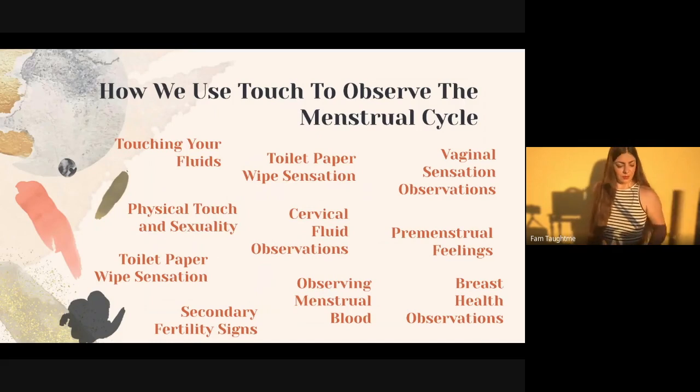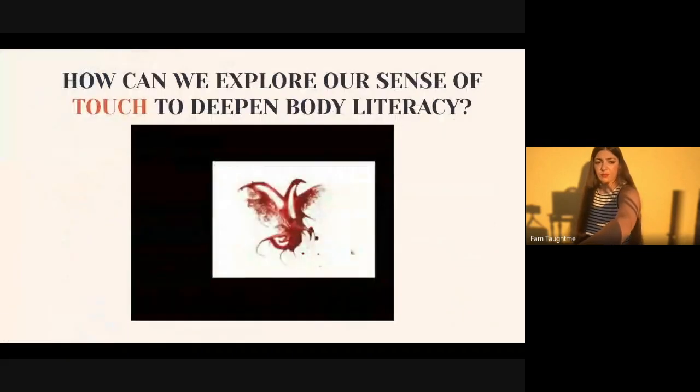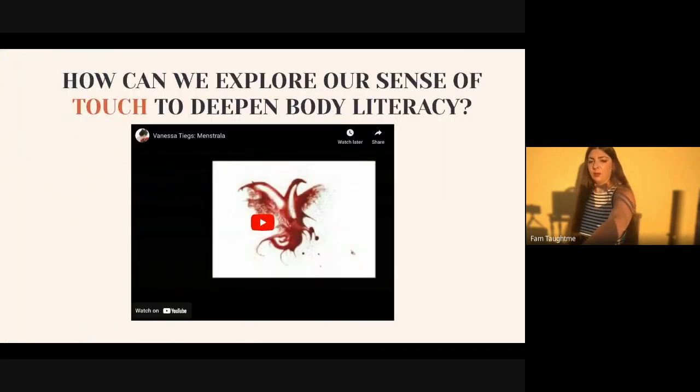So now we're going to move on to the interactive portion of our day, how we use touch to actually observe the menstrual cycle. So we use it a million different ways, basically, for the toilet paper wipe sensation, for cervical fluid observations, for physical touch and sexuality, for secondary fertility signs, observing menstrual blood, you name it, we probably use touch to get to it. And we'll talk about this afterwards too, which is other artists that have actually used their menstrual blood to create art.